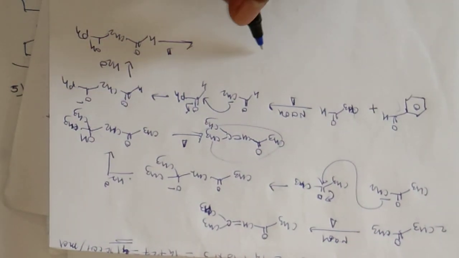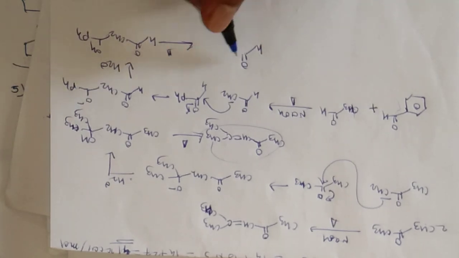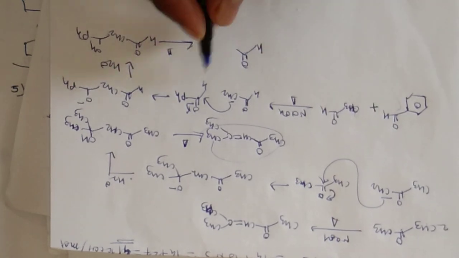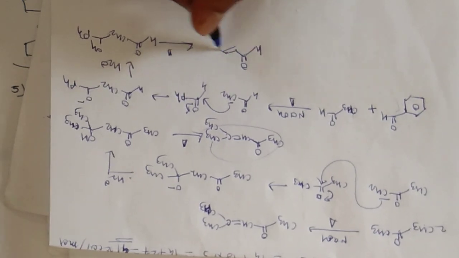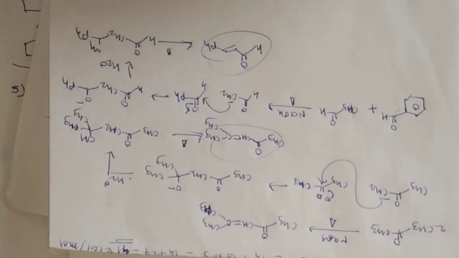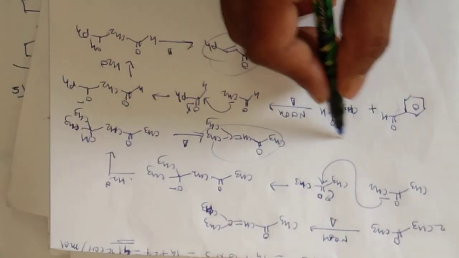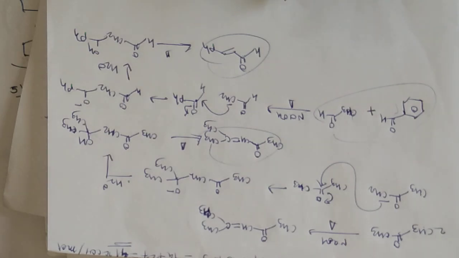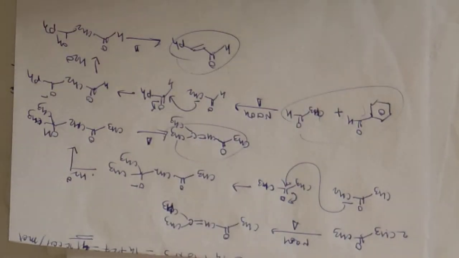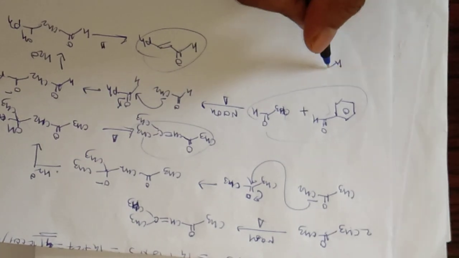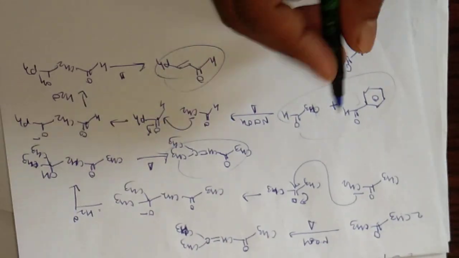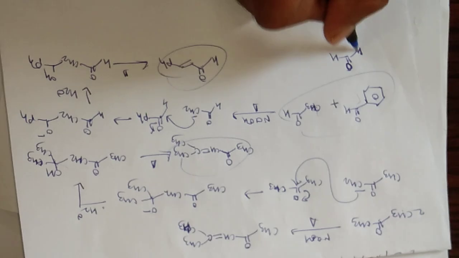If heat is given, water will be removed. On dehydrating, it will become a double bond here with Ph. So this is our final product. This is called a cross aldol condensation reaction. Some examples: formaldehyde can also be used for cross aldol condensation.